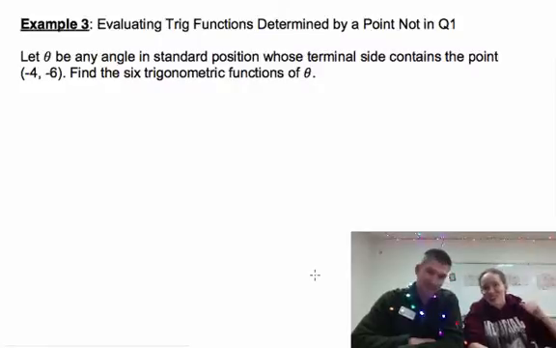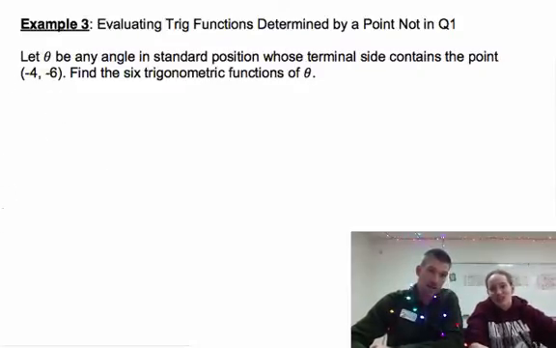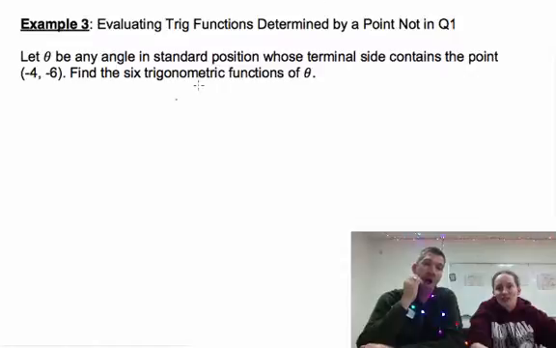Example 3. Evaluating trig functions determined by a point not in Q1. Which quadrants are those? All the others, so 2, 3, or 4. What does this change? That's what we want to look at. So I'm going to draw myself a picture.